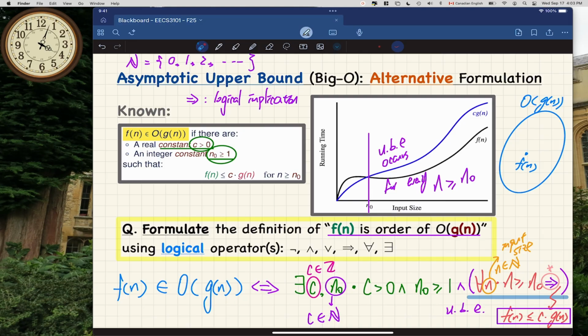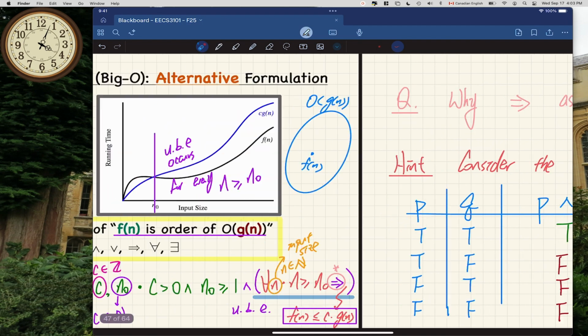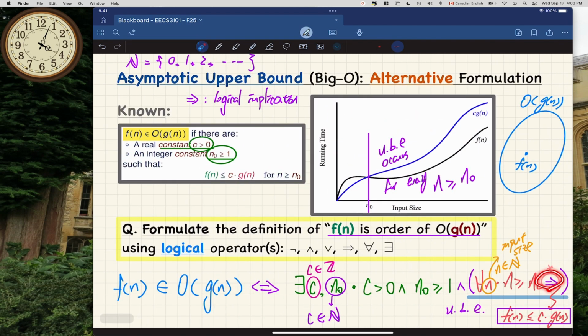The exercise is to think about why we are using implication here as opposed to conjunction. The hint I went over with you is to really look into the truth table for conjunction versus implication. Try to look at the different scenarios where these two logical operators differ and see where you can interpret the reason why you should use implication as opposed to conjunction. All right, that's my hint to you. Do try this exercise, okay? You don't want to really try it in the test, right? So that's something I want you to try.